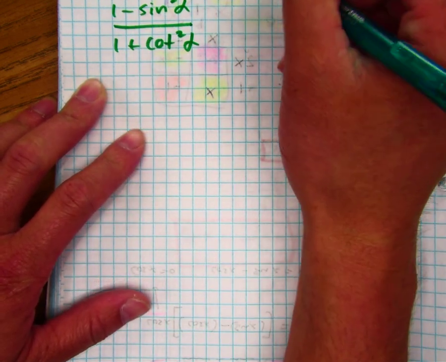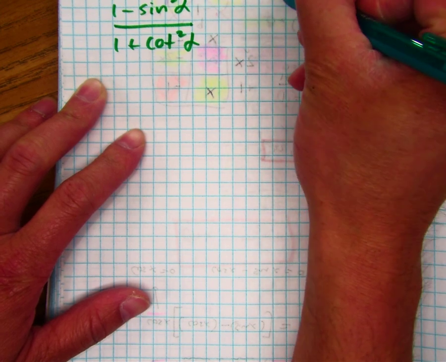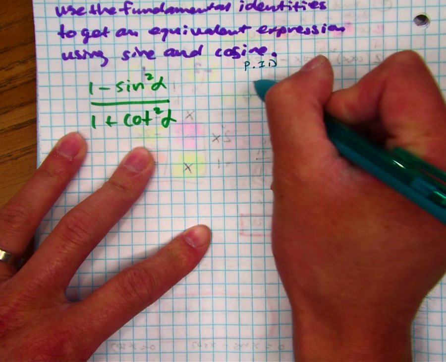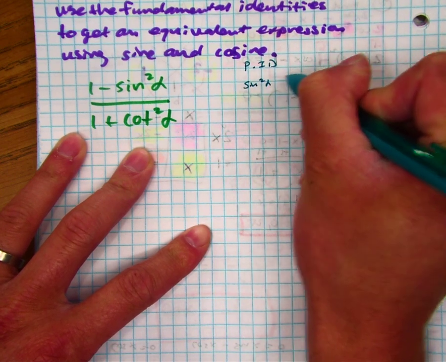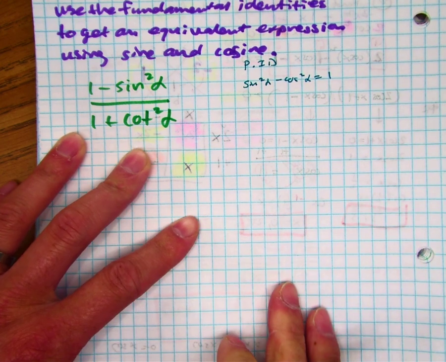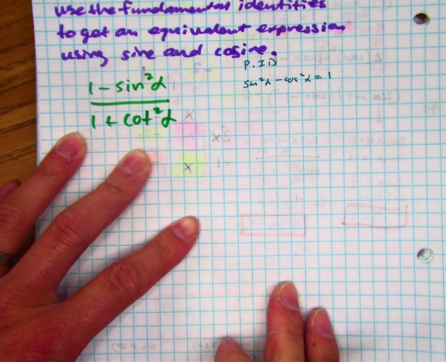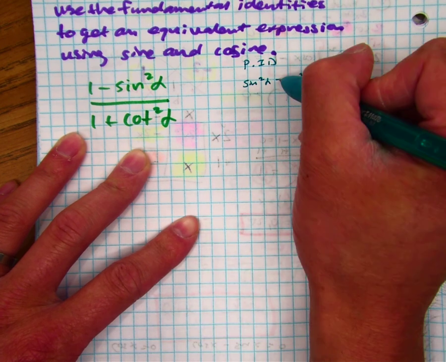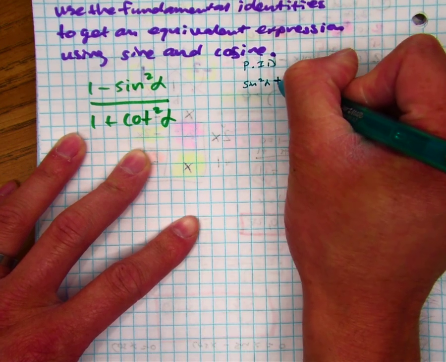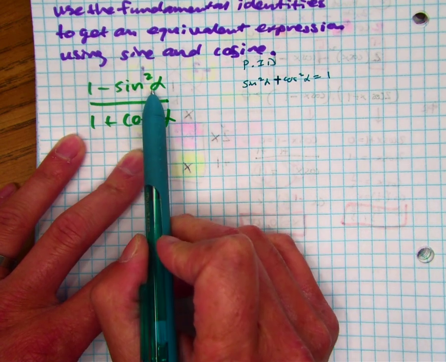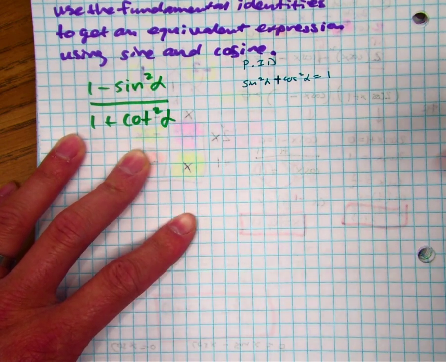Well, if I think of my Pythagorean identity, sine squared alpha plus cosine squared alpha equals 1. Well, how do I get it to read 1 minus sine squared? I'll just have to subtract it.